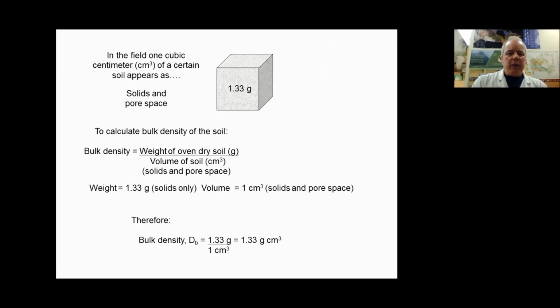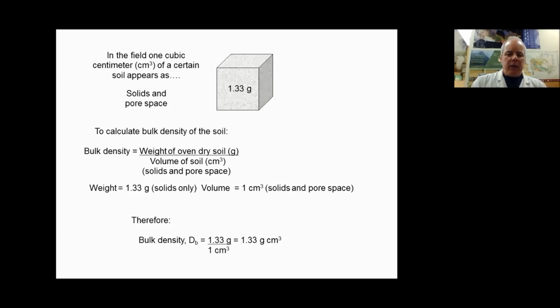What I'm showing here is 1 cubic centimeter of soil, and that includes both the solids and the pore space. So if you think of that cube, about 50% of that cube would actually be pore space and about 50% solids. So we've got a volume of 1 cubic centimeter of that cube, and a mass of that cube of 1.33 grams.